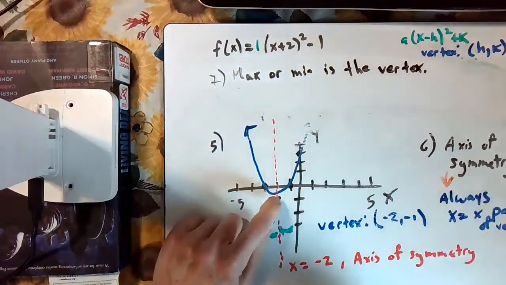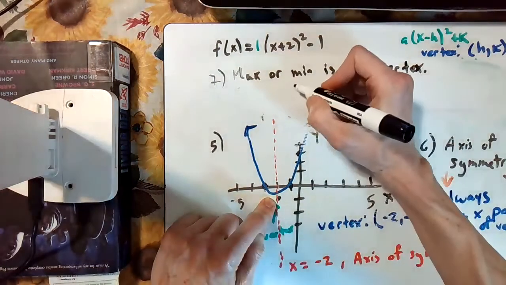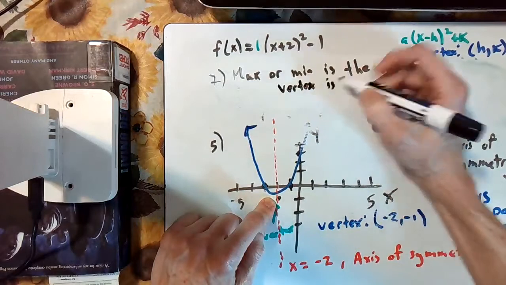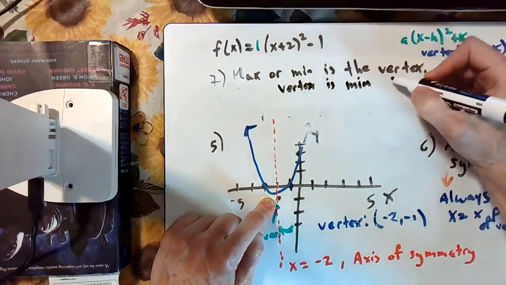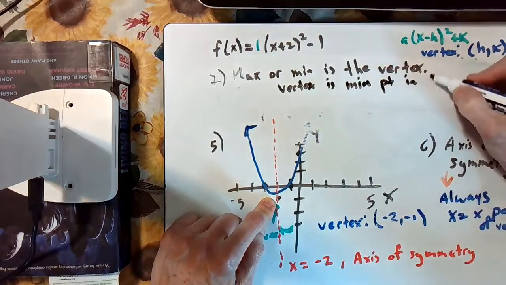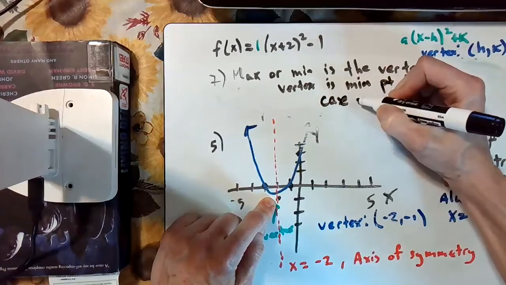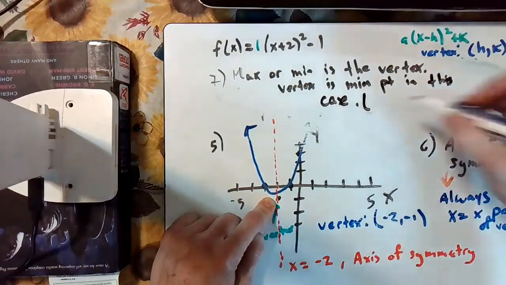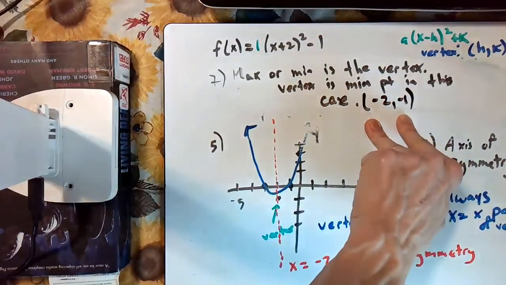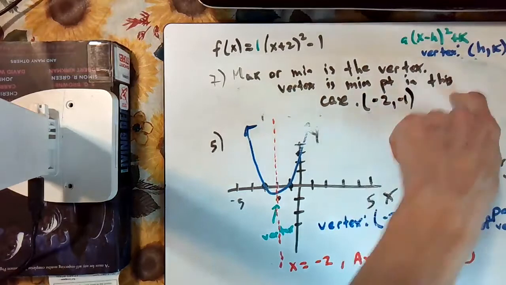But remember, what is this right here? Is this the max point? No, that's the min. So the vertex in this case is the min point in this case. So your answer is, what is the answer? -2 comma -1. Where am I getting that from? It's just the vertex again. That's it. That's all that it is.